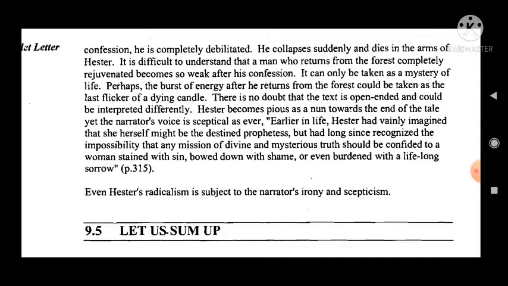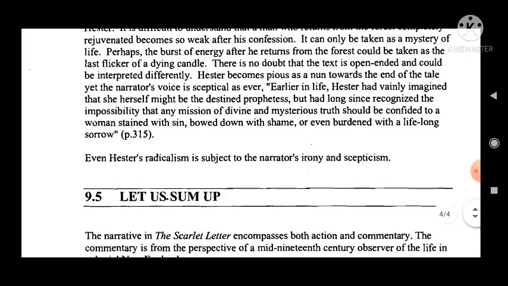It is difficult to understand that a man who returns from the forest completely rejuvenated becomes so weak after his confession. It can also be taken as a mystery of life. Perhaps the burst of energy after he returns from the forest could be taken as the last flicker of a dying candle. There is no doubt that the text is open-ended and could be interpreted differently.